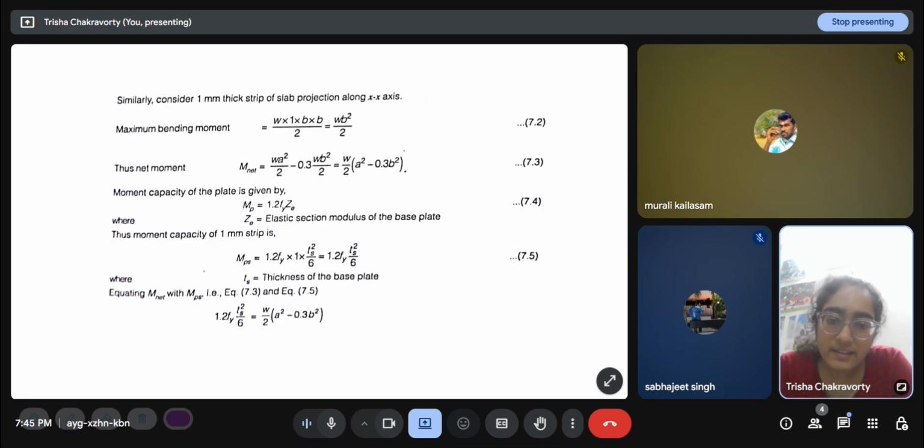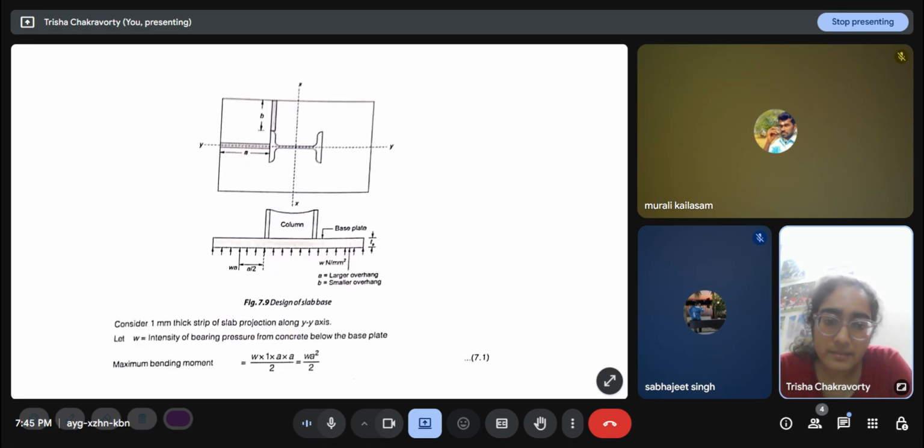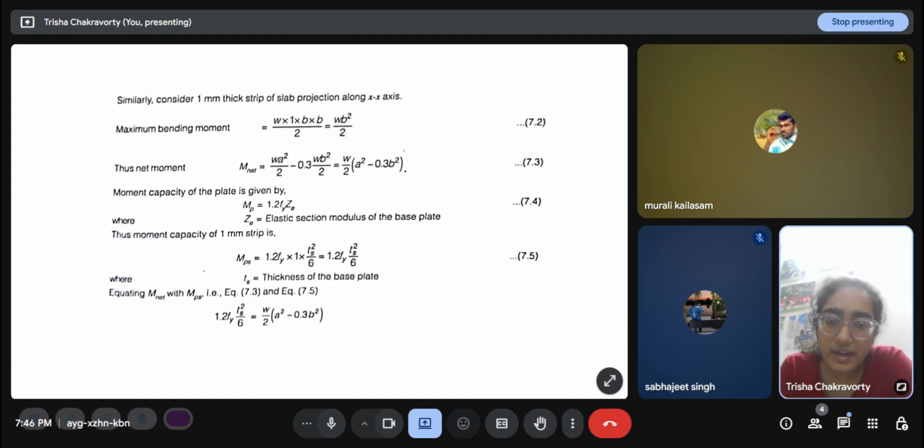So Ts is the thickness of the base plate. This thickness, don't confuse it with this A and B and all this L1 and 2 I said. Thickness is this one, like in the vertical plane, if you look at the side view. So 1 into Ts square by 6, that is the elastic section modulus. So 1.2 Fy Ts square by 6, and equating this M net with the MP, we get a formula.